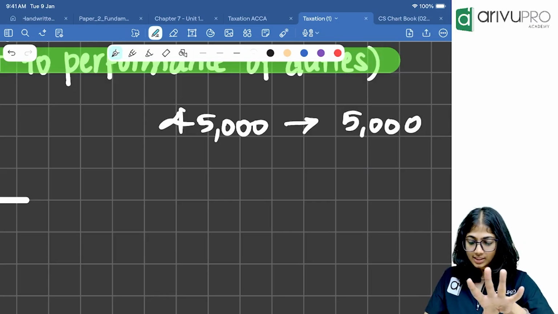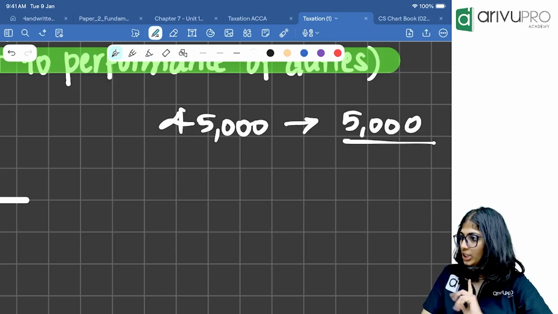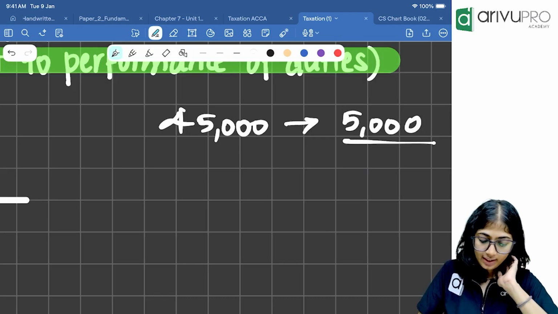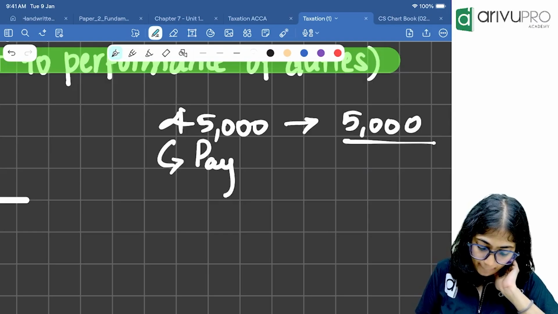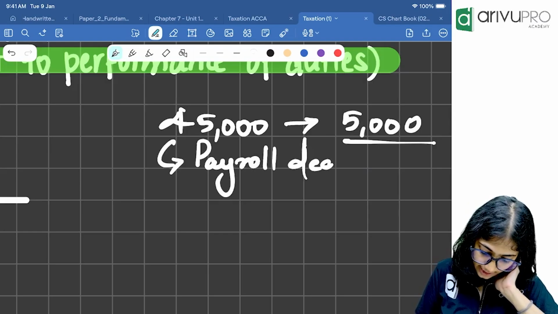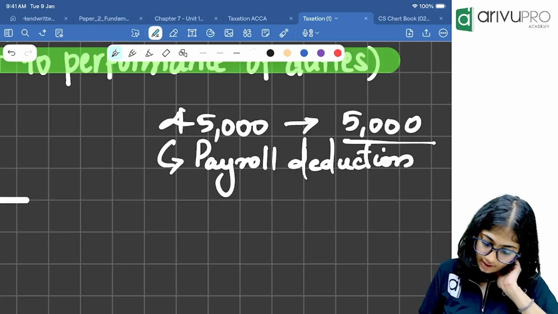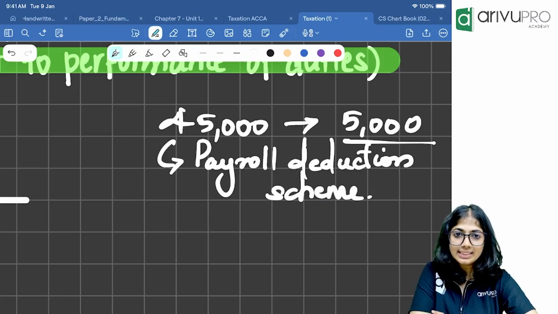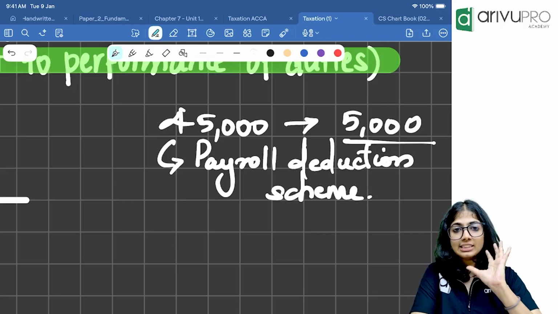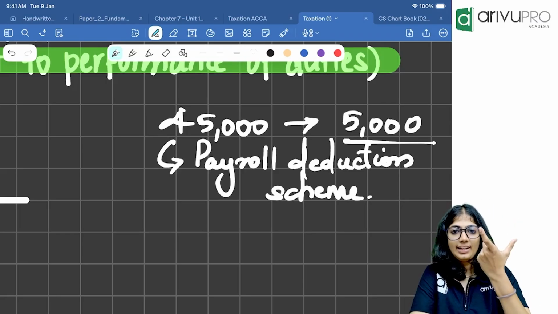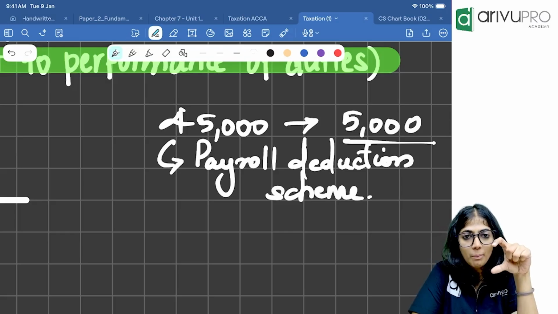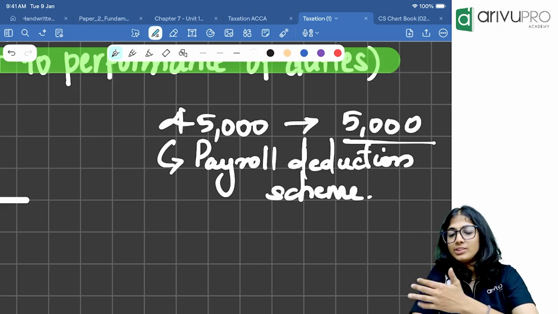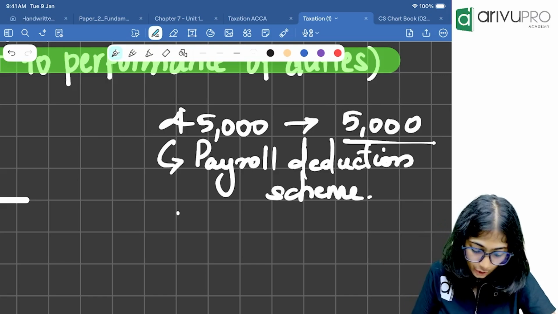Let's say this is the case. You want to provide 5,000 to the charitable institution, but unfortunately or fortunately, you did not do it. So what's going to happen? Employers provide a payroll deduction scheme. In this scheme, you have zero control over your expenses. So from your salary itself, I'm going to deduct 5,000 and provide that 5,000 to the charitable institution. So in hand, you're going to get 40,000.